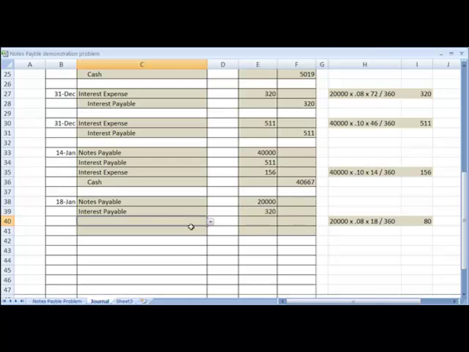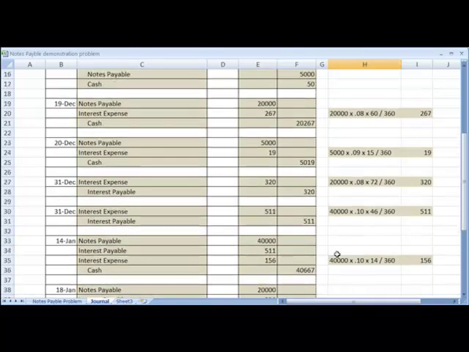And then we've got to calculate the interest in this accounting period, interest expense. And here I have the formula to do that. $20,000 is the face amount of the note. It's an 8% note for 18 days in this year divided by 360 is $80 worth of interest in this accounting period. And then we, of course, are going to pay it in cash, so we credit cash. $20,000 plus 320 plus 80. Our total check is $20,400.